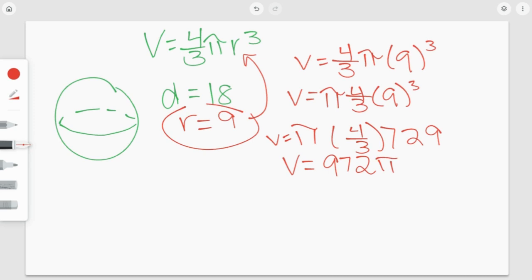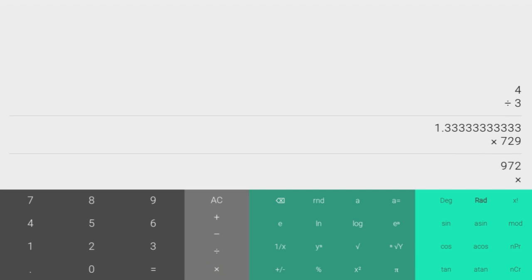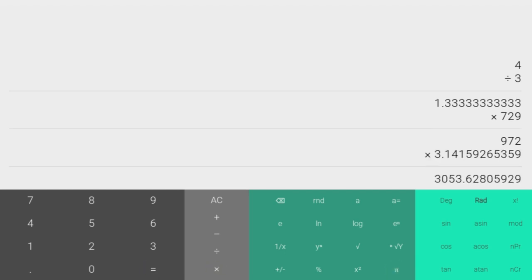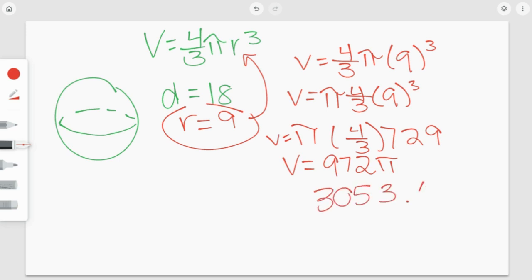If it doesn't say in terms of pi and it tells you what to round to, you need to round. So now we're going to multiply 972 times pi, and that gives me 3053.6280 and so on. We're going to round to the nearest tenth, so 3053.6. And again, whatever your unit measure, your units are cubed.